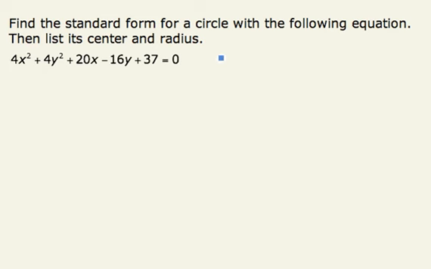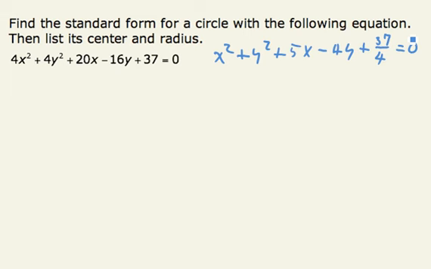So I'm going to look at x squared plus y squared plus 5x minus 4y plus 37/4 equals 0. We have a fraction, but there's nothing we can do about that.